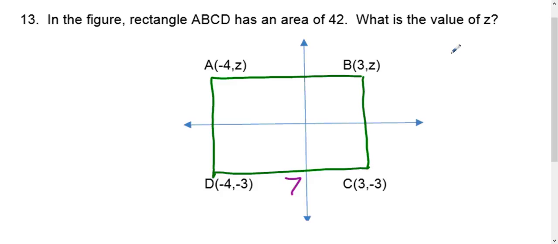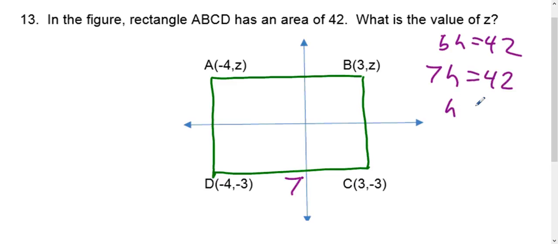So if the area is 42, which is base times height, the base is 7. That means the height divides, you get the height of 6. So this needs to be a length of 6. So if we're going up 6 units from -3, we're going up 1, 2, 3, and then 4, 5, 6. We've officially counted from -3 up to +3, so z equals 3. Do the same thing on the left side. If you go -3, you count up 6, you end up at 3.